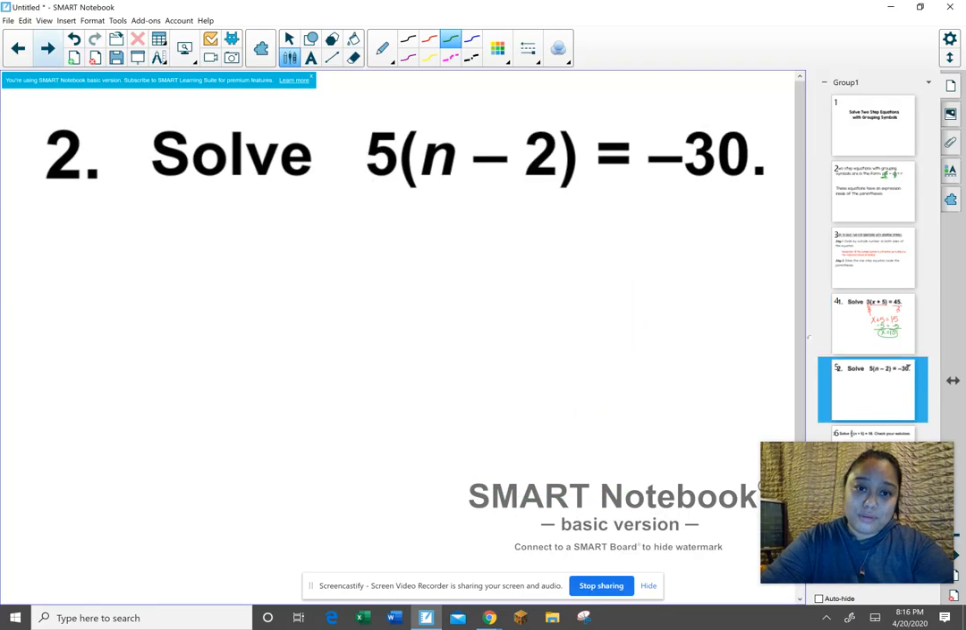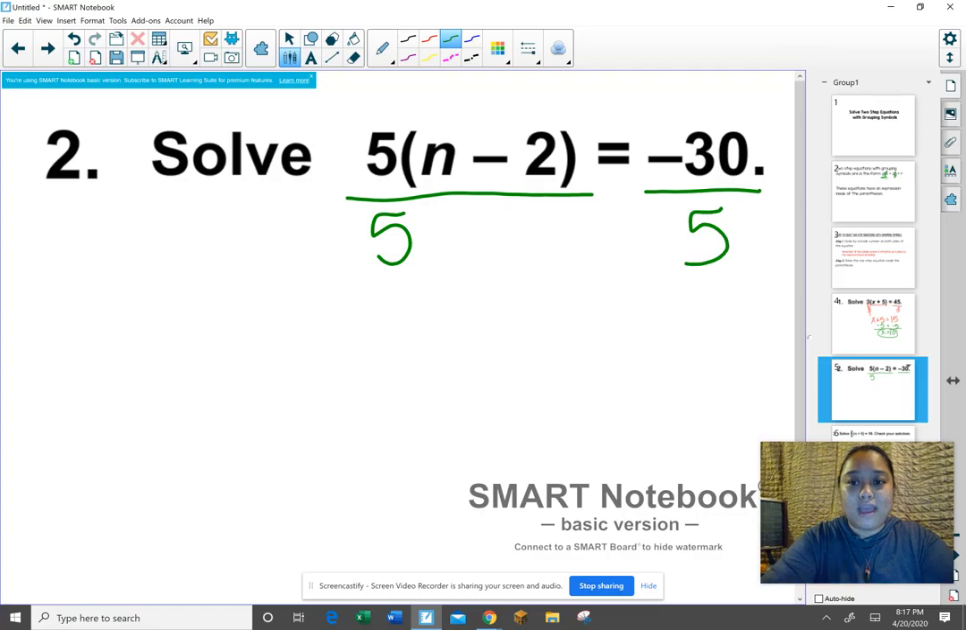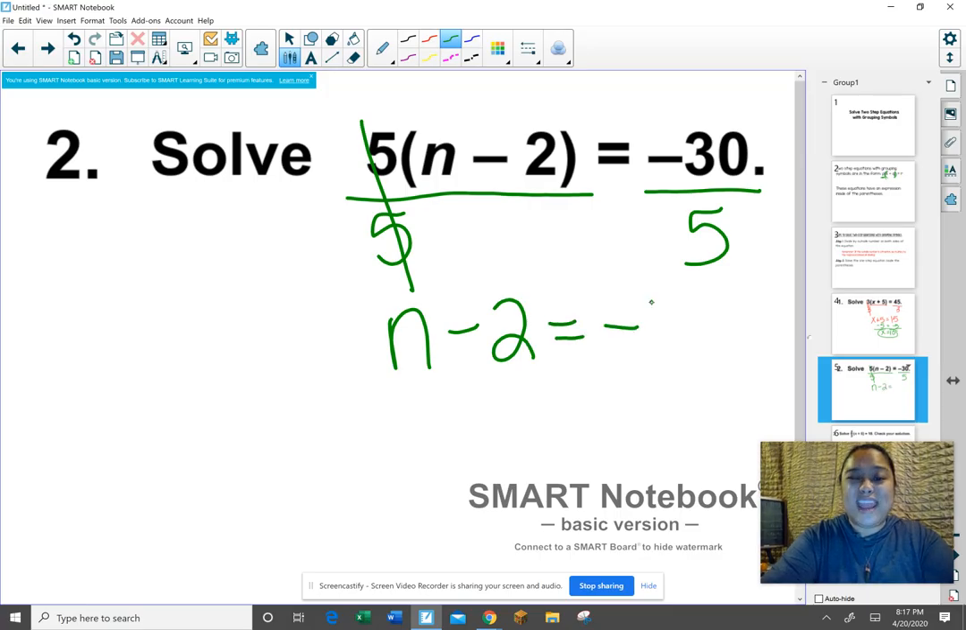Here's another example. 5 times the quantity n minus 2 equals negative 30. Our first step again, divide by that number on the outside. So divide by 5, divide by 5. So 5 divided by 5 is 1. So I'm left with n minus 2 equaling negative 6.